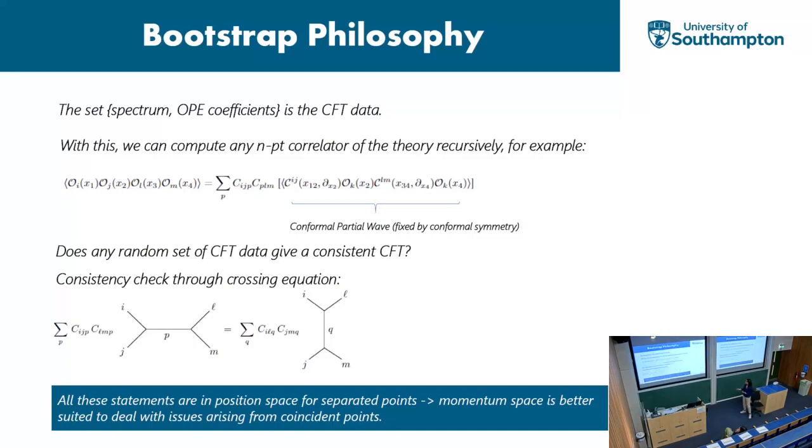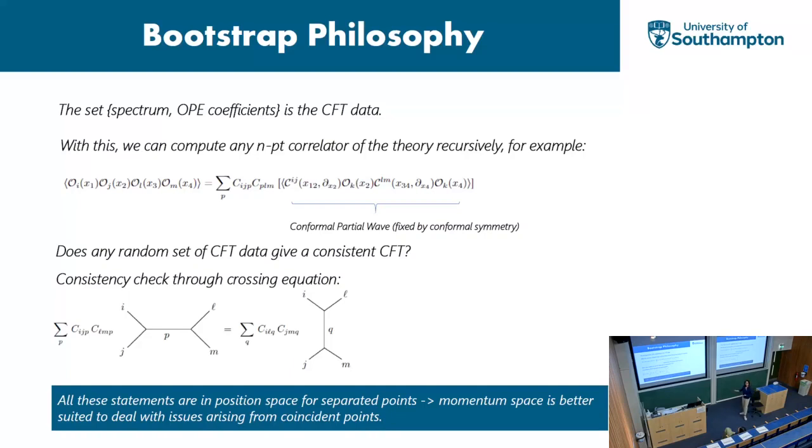But any random set of CFT data does not always give a consistent CFT. We need to check if the CFT data satisfies a crossing equation. So let me illustrate the crossing equation with the help of this 4 point function. This 4 point function, as expanded here in this expression, is what I have written schematically here. Now I could have obtained this 4 point correlator in a different expansion. I could have just contracted the first operator with the 3rd one and the 2nd with the 4th one, and obtained a different expansion with different OPE coefficients. That would schematically be this. But since the correlator is the same, they have to be equal.